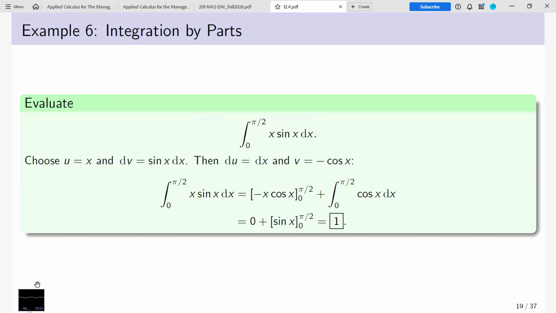Choosing x as u makes its derivative 1. The boundary term vanishes at both endpoints, and the remaining cosine integral equals 1. Sometimes integration by parts creates more writing only to make most of it disappear.